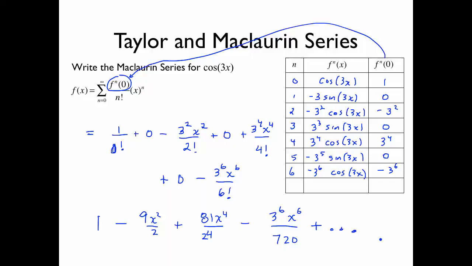So what did we just find? This is a polynomial representation of cosine of 3x. The more terms you add, the better the approximation of cosine of 3x.